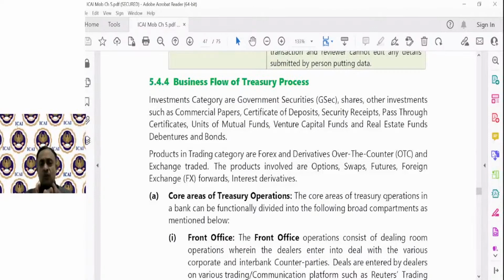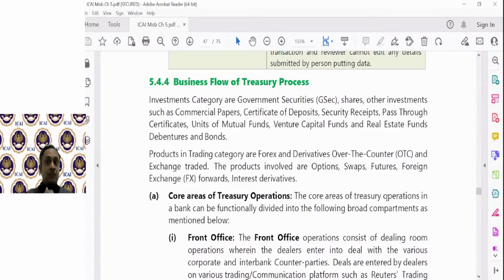We are not going into detail. Options, swaps, you all know much better. Futures, foreign exchange, forward interest derivatives. All this income that bankers earn other than from their core business activity, that is lending money. By lending money they earn interest. By this investment they earn additional income. This additional income is part of the treasury operations of the bank.